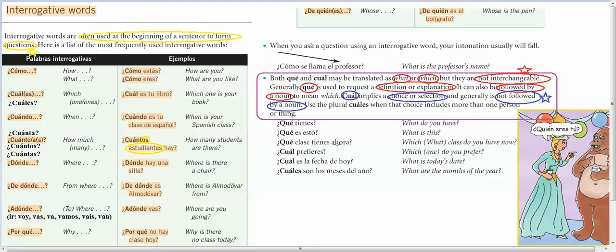Okay. And then they give you a couple of expressions. ¿Qué tienes? What do you have? ¿Qué es esto? What's this? ¿Qué clase tienes ahora? Which class do you have now? ¿Cuál prefieres? Which one do you prefer? ¿Cuál es la fecha de hoy? What is today's date? And ¿cuáles son los meses del año? So these are expressions in which you would find qué or cuál. So let's do some practice.